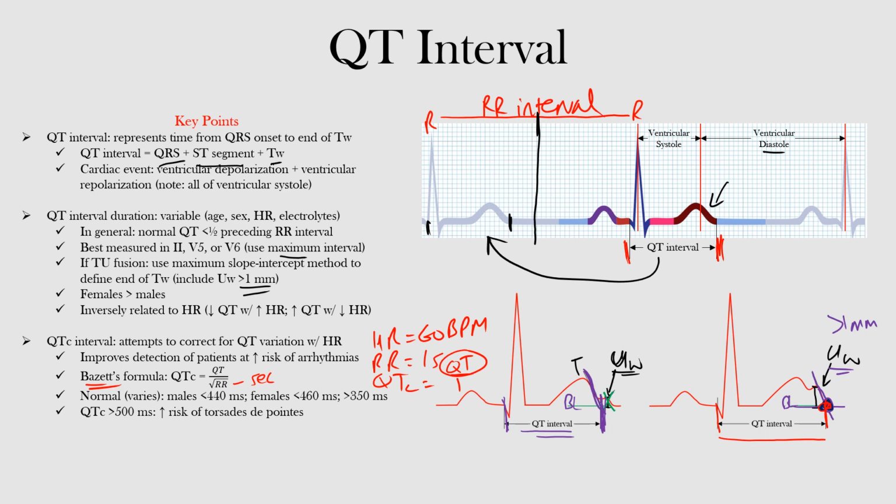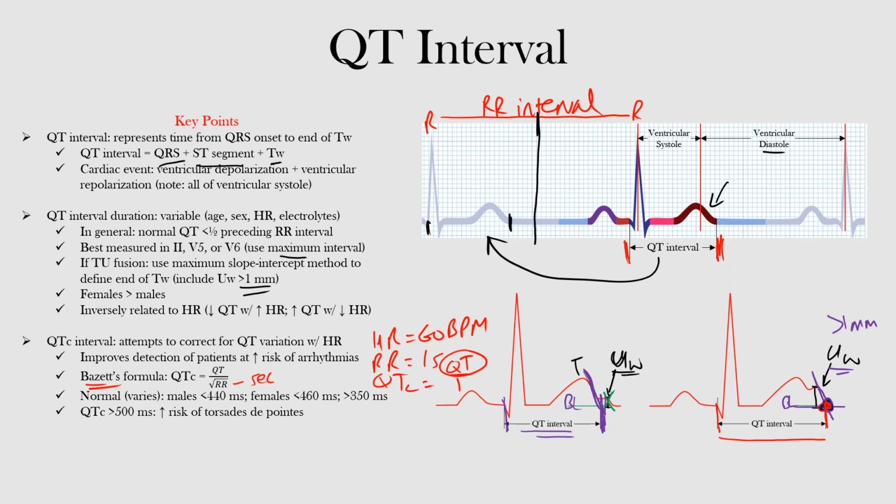Well, this varies based on the source that you reference. In general, for normal, males and females are different, and we said males tend to be shorter. In males, it's 440 milliseconds, that upper threshold. And for females, it should be less than 460 milliseconds, okay?